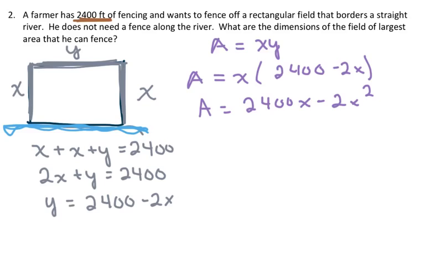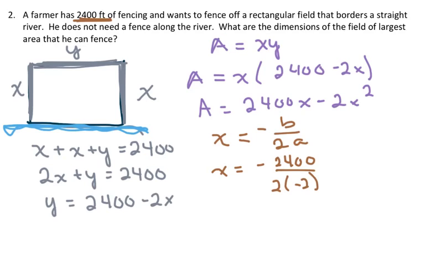Now that we have an area formula, we can go ahead and maximize. Again, maximizing is still the vertex formula, so X is still negative B over 2A. In our case, that would be negative B, which is 2,400, over 2 times A being a negative 2. We simplify this a little bit and you get 600. So it's currently 600 feet. But you want the total dimensions, which isn't just the X value, you do need the Y value.